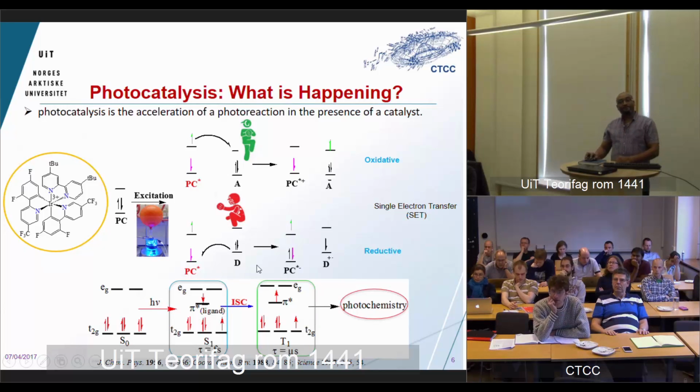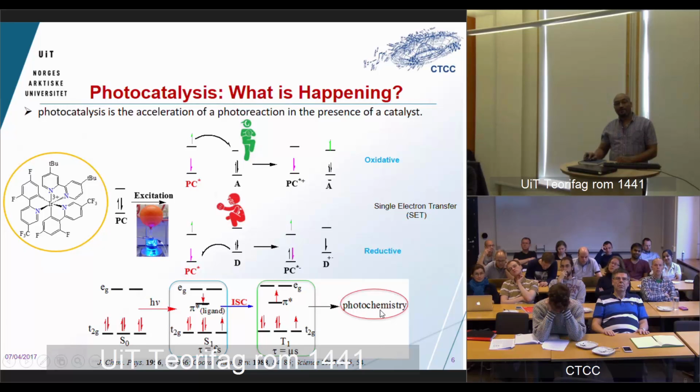And after exciting and transferring an electron with the electron acceptor or with the electron donor, the photocatalyst can have these two processes. The first one is just exciting and generating the singlet excited state, and through intersystem crossing it converts to the triplet excited state, and the photochemistry then starts to take place from the triplet excited state.